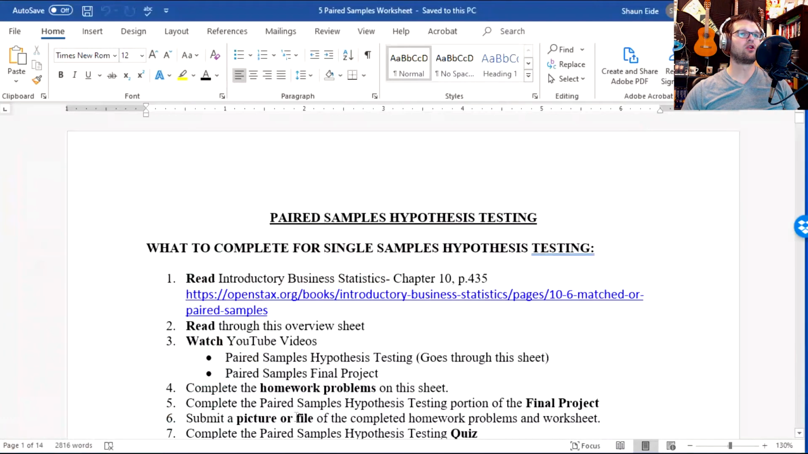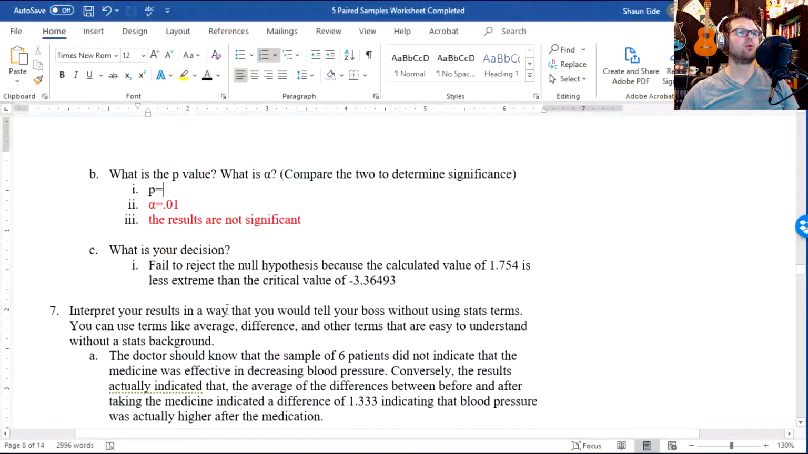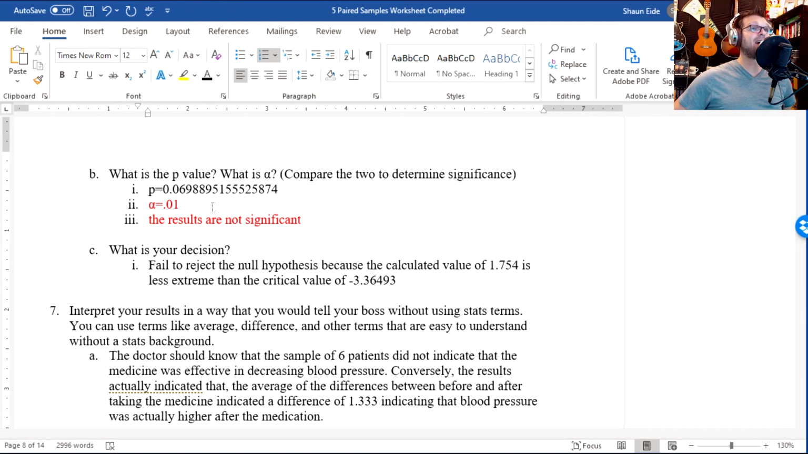So we're going to go back and add to the probability worksheet. Or sorry, not the probability, the paired worksheet. So the p-value is going to be 0.06 and so on. It's not that it's not improbable, it's just that it does not go beyond the alpha.